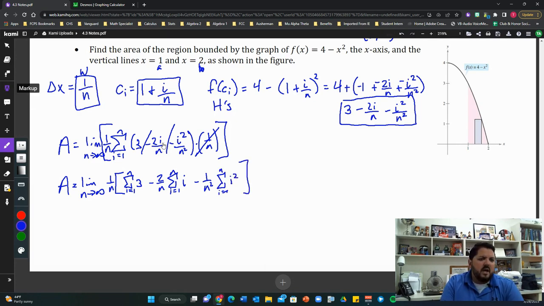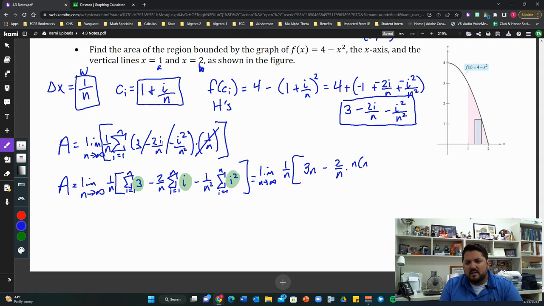Okay? Again, once all the sigmas are set up, now we are going to replace the sigma of constants or the i's with their corresponding formulas. So this is the limit as n goes to infinity of 1 over n times, the sum of a constant is that constant times n, minus, and again, all these things out in front are going to come along. They're just constant multiples, so we'll multiply. So we have 2 over n times the formula for i, n times n plus 1 all over 2.